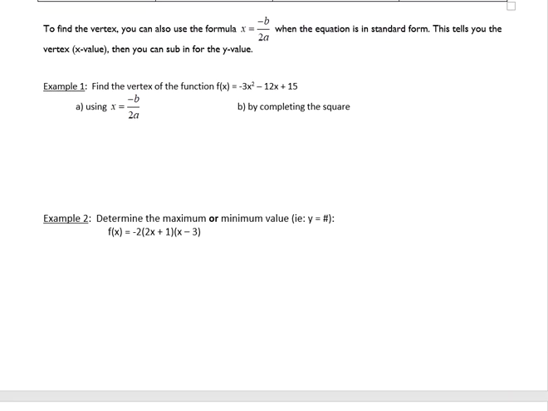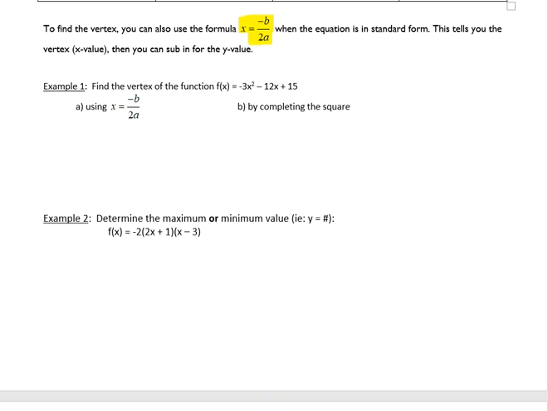To find the vertex, you can also use this formula, x equals negative b over 2a, which is the equation in standard form. When the equation is in standard form, this tells you the x value of the vertex, then you can sub in for the y value. You may have learned this before. This little formula, it's okay, but the problem with it is you're just subbing into a formula to get an answer. You don't really understand the process behind it, but let's take a look here. So we'll do the first example.